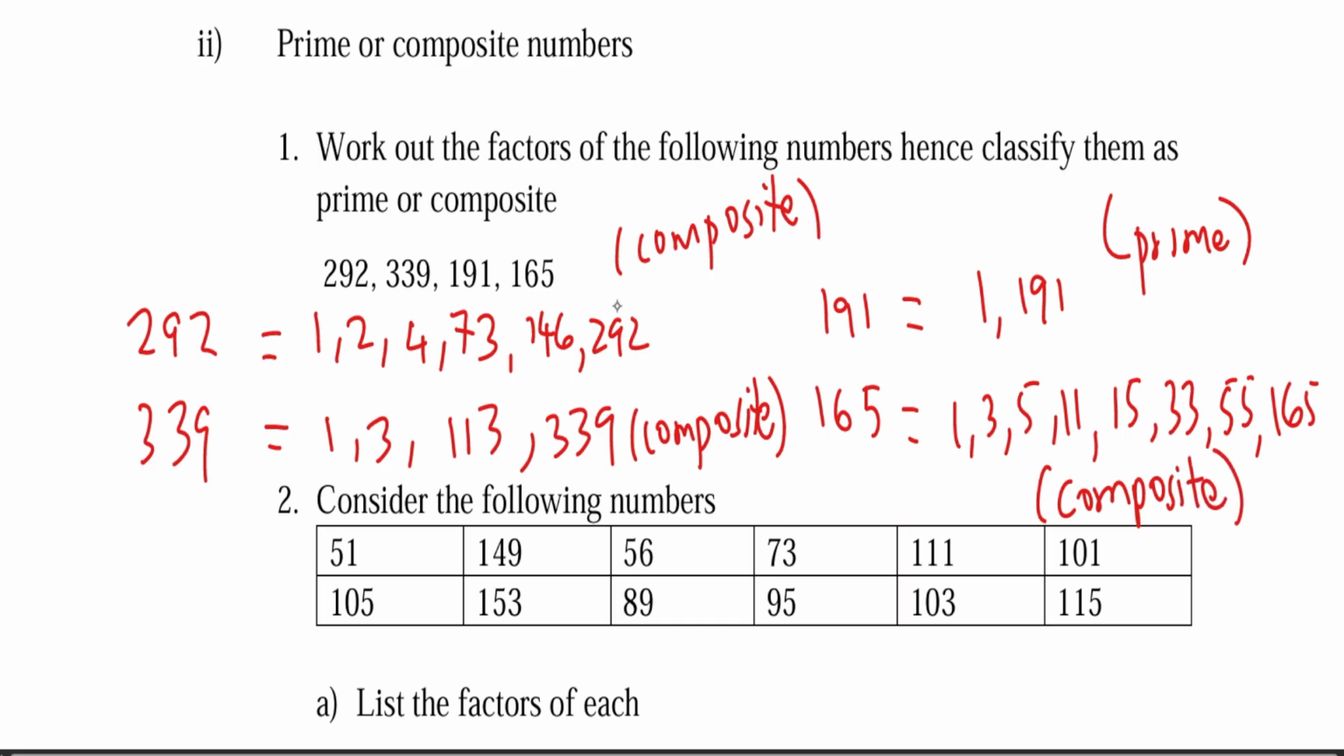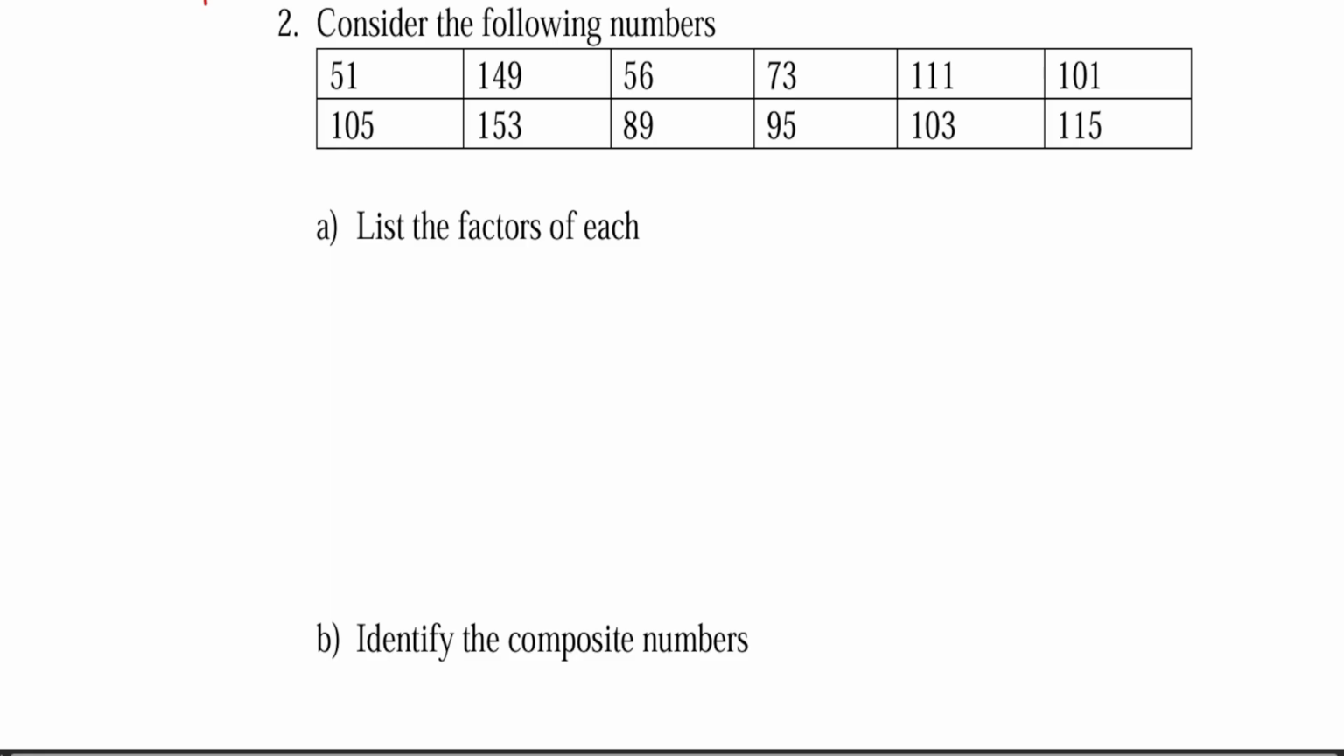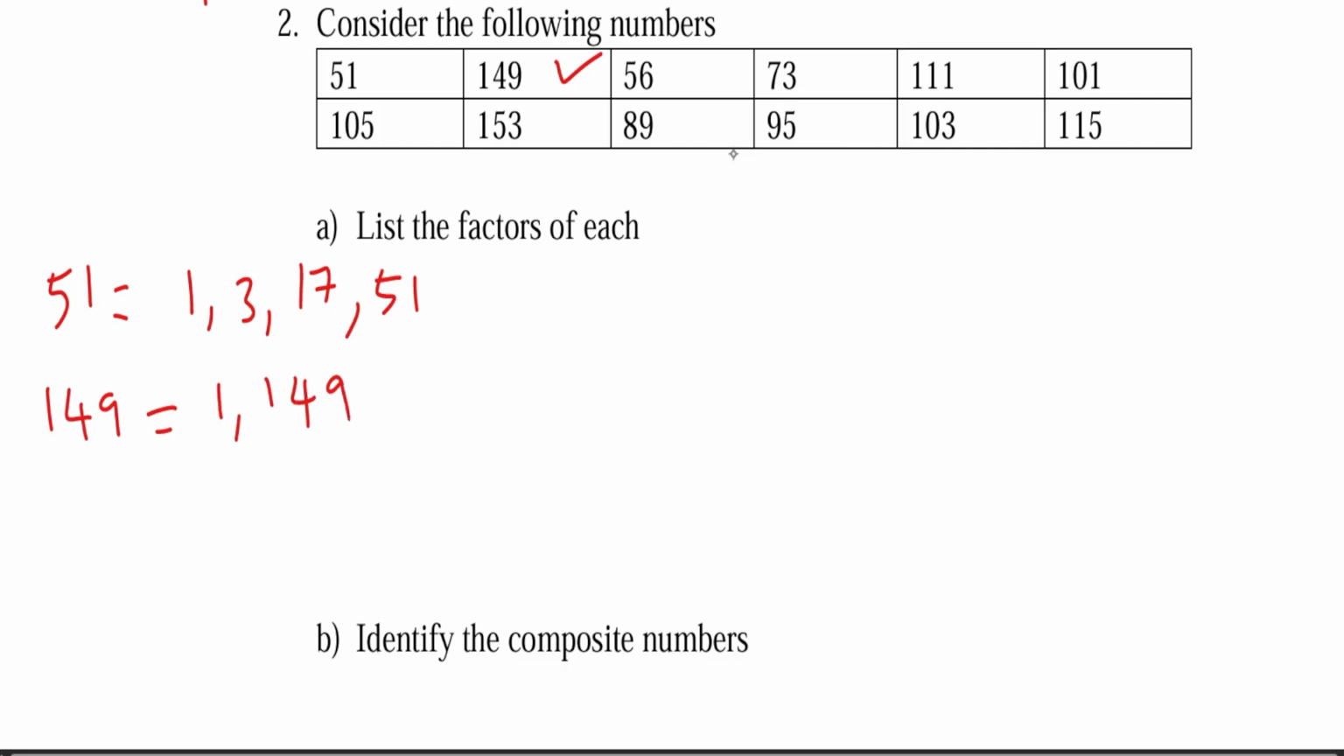Right, very easy. Now for this second question, you've been told to consider the following numbers, 51 to 115. You've been told to list the factors of each number. Let's start with 51. The factors for 51 include 1, 3, 17, and 51. We have 1, 3, divide by 3 and we get 17, and lastly 51. The factors for 149 are just 1 and 149, so this is a prime number.